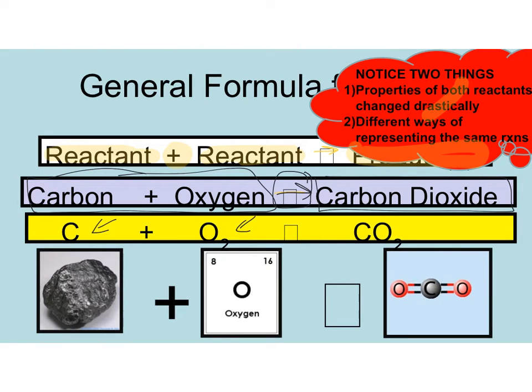Now remember that oxygen's a diatomic, so it has to be written as O2. So there's a little 2 there, you can't really see it. And then that would lead to carbon dioxide. And again, there's a little 2 there, but again, the formatting is a little bit difficult.